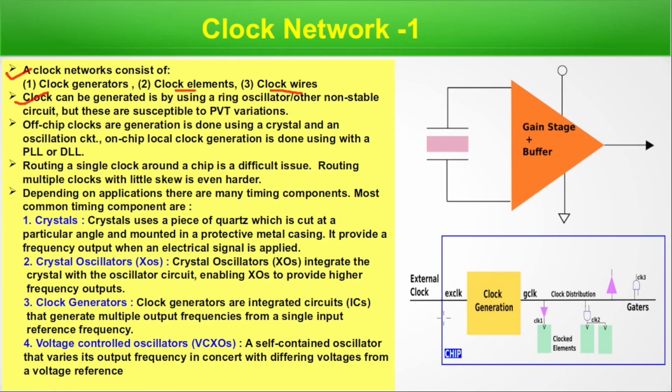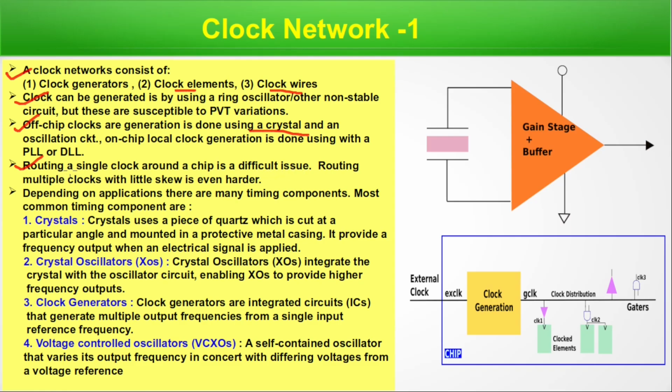Clock is important for a chip. Also, the clock can be generated on chip or off chip. There are two types of generation. Off-chip clock generation is done using a crystal and oscillator circuit, and on-chip clock generation is done using a PLL or DLL. Now, routing a single clock around the chip is a difficult issue.